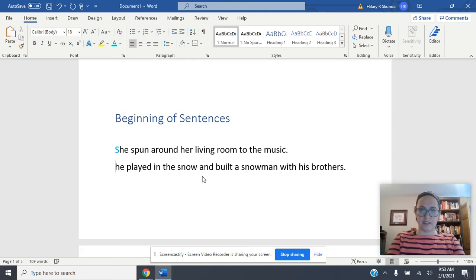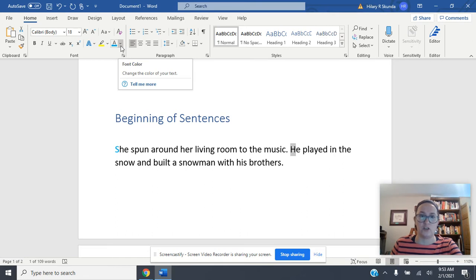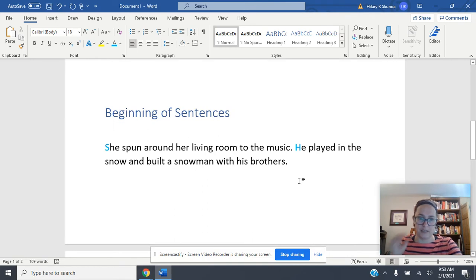Now, I'm actually going to move this sentence up just so that we can see what it looks like when there's been a period. So we have a period, which means the end of a sentence. When we see a period, we know that the next letter after it needs to be capitalized because that's the beginning of the next sentence. So he needs a nice big capital H. He played in the snow and built a snowman with his brothers. So he gets to be capitalized because it's the beginning.